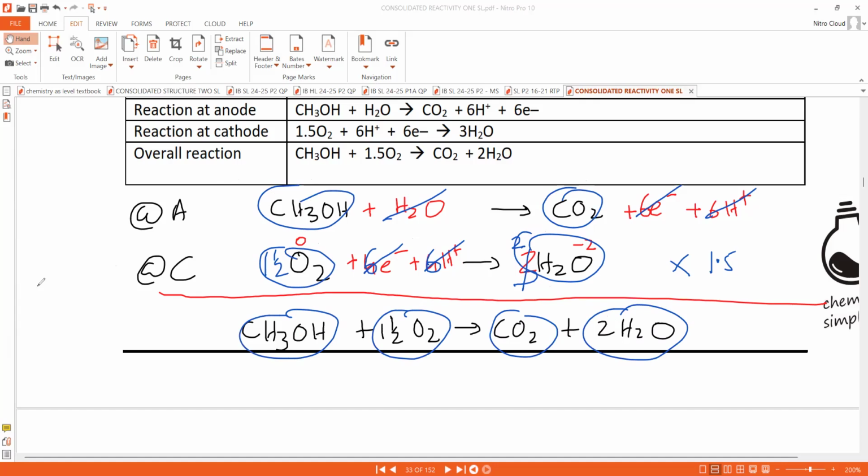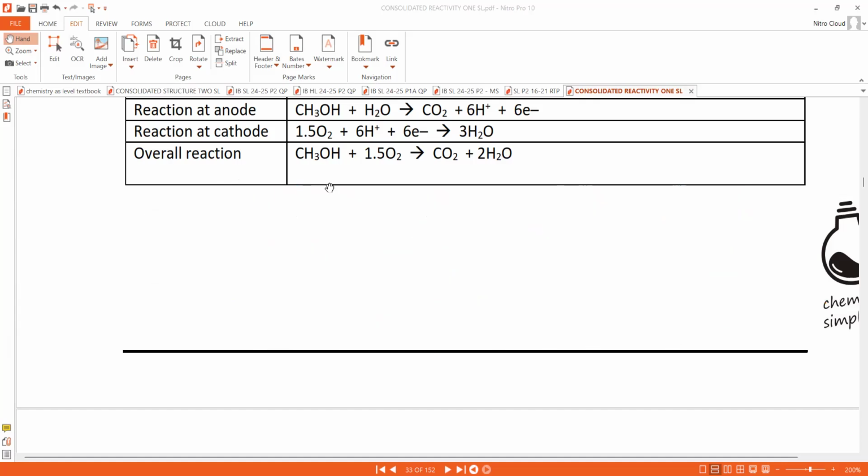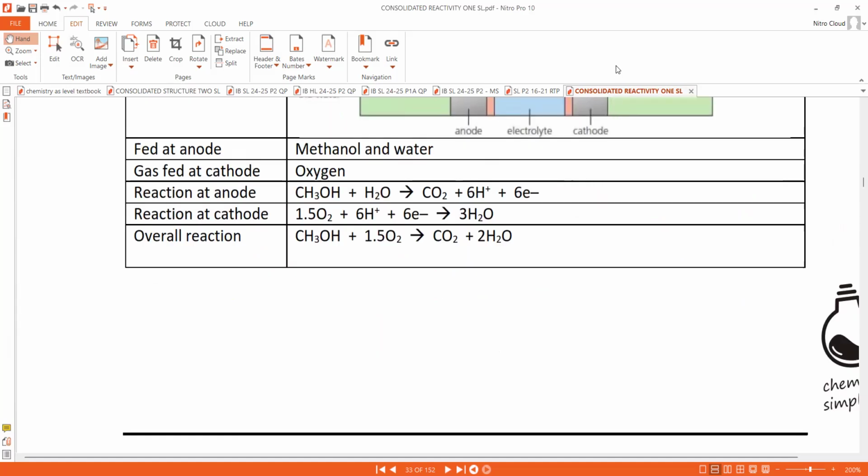So this is the way you can balance the equations in the hydrogen fuel cell and the methanol fuel cell. And these are the only 2 fuel cells that you're supposed to know. Okay, so that's the end of this topic.